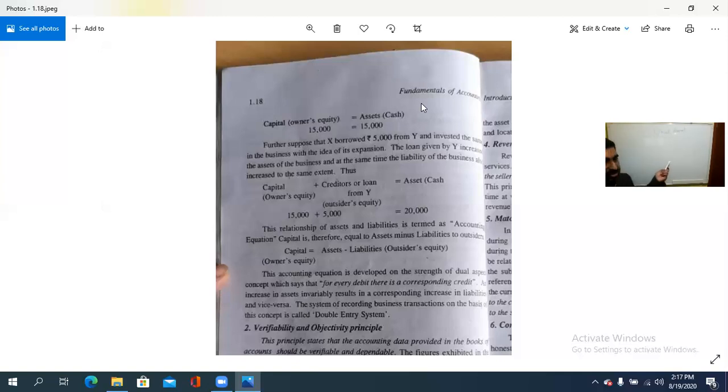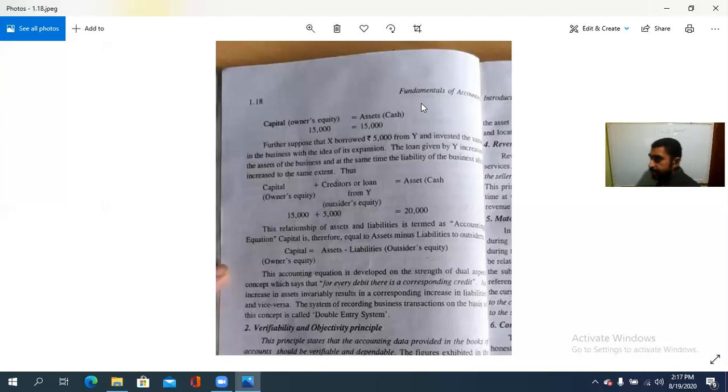ഈ ക്യാപിറ്റലിന്റെയും ക്യാഷിന്റെയും ആദ്യം ഒരു എന്തായിട്ട് തുടങ്ങുകയാണ്? ഒരു സംരംഭമായിട്ട് തുടങ്ങാനായിട്ട് ഇൻവെസ്റ്റ് ചെയ്തു. അപ്പൊ ഇൻവെസ്റ്റ് ചെയ്താൽ അത് എന്തായി? മൂലധനമായി, ഓണേഴ്സ് ഇക്വിറ്റി ആയി. ആ ഓണേഴ്സ് ഇക്വിറ്റി ബിസിനസ്സിലോട്ട് വരുമ്പോൾ അത് എന്താണ്? ക്യാഷ് ആണ്. അതുകൊണ്ടാണ് ക്യാപിറ്റൽ ഈസ് ഈക്വൽ ടു അസറ്റ് ഓർ ക്യാഷ് എന്ന് എഴുതിയത്. 15,000 ഈസ് ഈക്വൽ ടു 15,000 എന്ന് എഴുതിയത്.